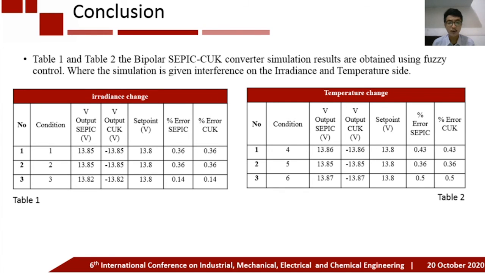Table 2 shows the simulation result with three different conditions by changing the temperature. It produces static output voltage is 13.85, 13.86, and 13.87 volt, while for CUK voltage is negative 13.85, negative 13.86, and negative 13.87, with an average error of 0.36 to 0.5%.